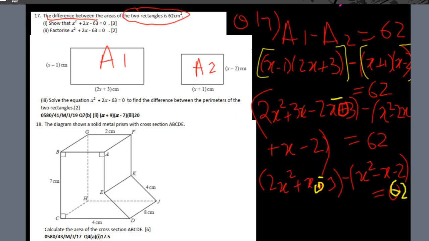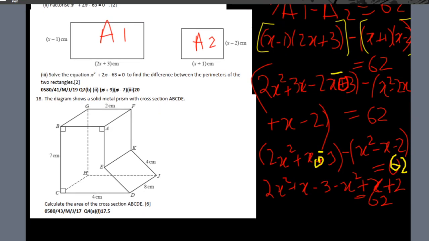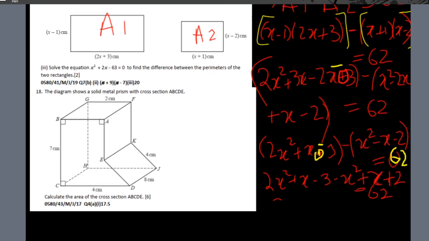Alright, now I'll open the brackets and I get 2x square plus x minus 3 minus x square plus x plus 2 equals 62. So this becomes x square, then we have 2x terms, so plus 2x, then minus 3 plus 2 minus 62. This becomes minus 63 equals 0. So we got the equation we were supposed to show.